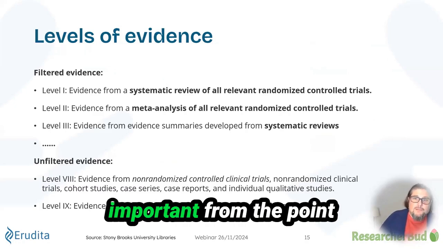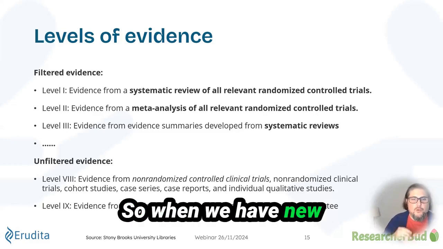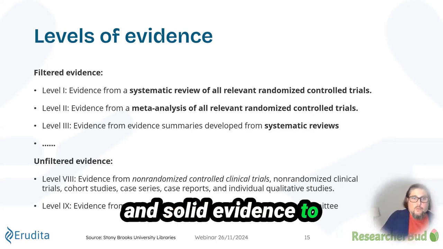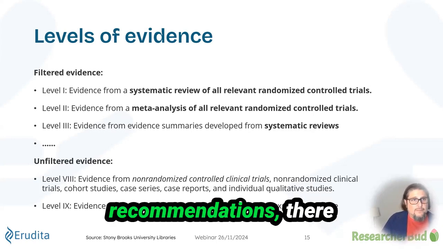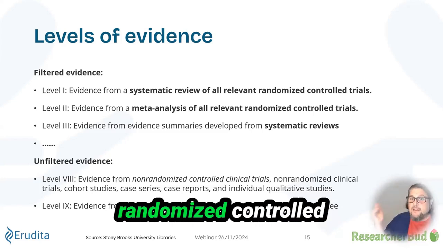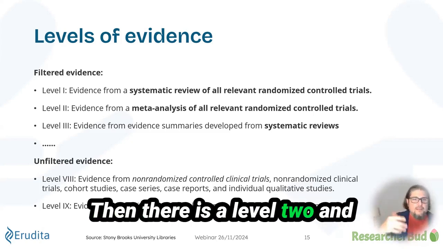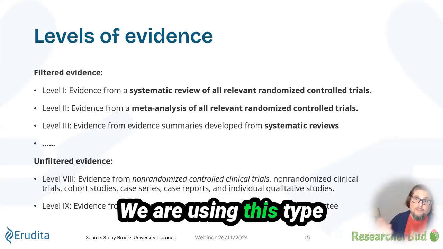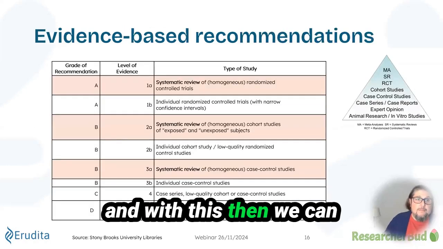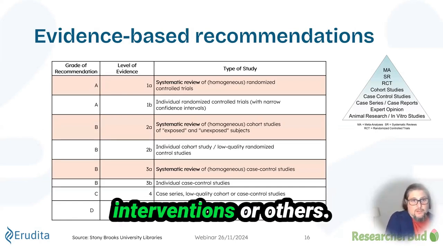And this is very important from the point of view of healthcare. When we have new interventions, we need to have enough and solid evidence to make recommendations. Before the recommendations, there are different levels of evidence, and a systematic review of relevant randomized controlled trials is in level 1. Then there is a level 2 and level 3. In all of them, we are using this type of review. And with this, we can then have recommendations for the policymakers about some interventions or others.